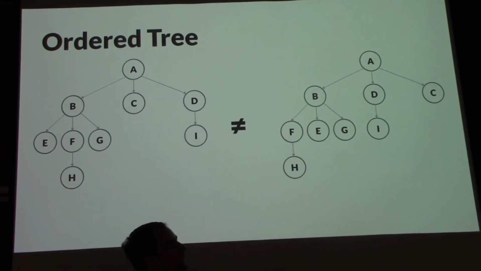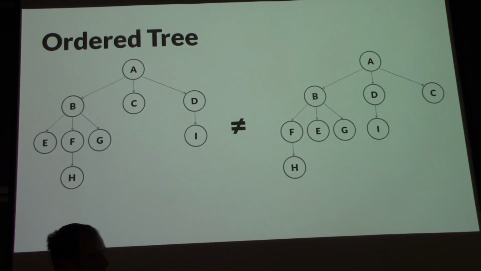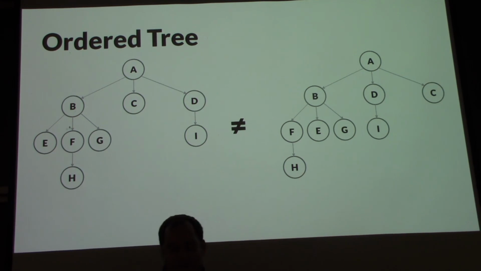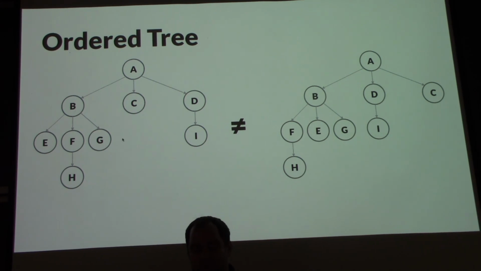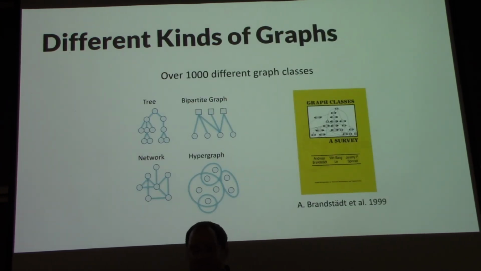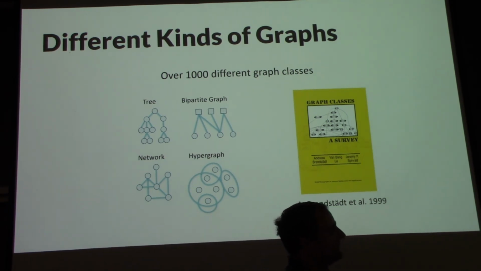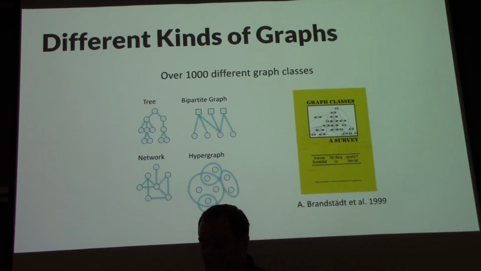Trees can be ordered. Typically, we don't think of graphs as ordered, but we use ordered trees in many algorithms and applications. So in this case, if we consider this tree to be ordered, we wouldn't consider those two trees to be equal because the order of E and F here is different. As you can see, for a general graph, if you just look at the topology, those are identical. And there's actually over 1,000 named graph classes: cliques and trees and bipartite graphs and networks and hypergraphs and so on. There are whole books just on graph classes.